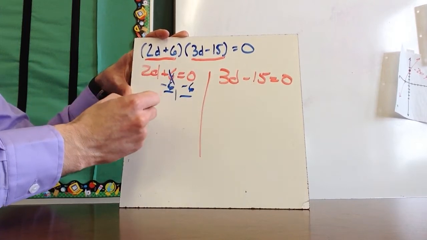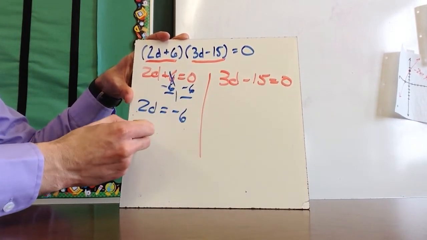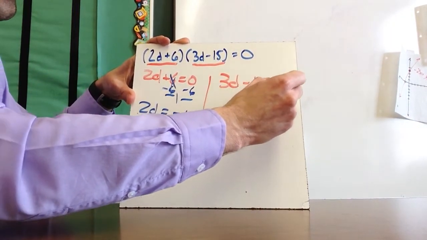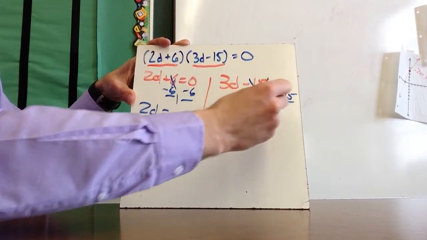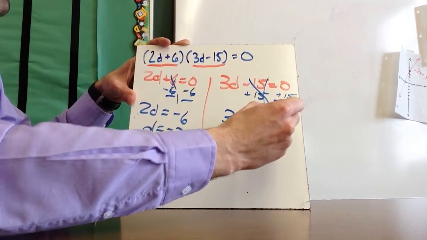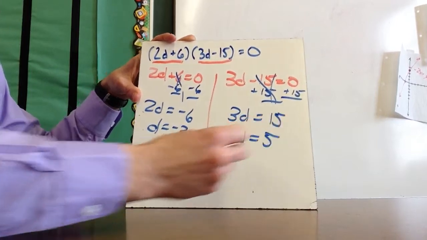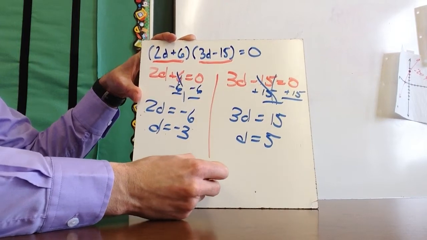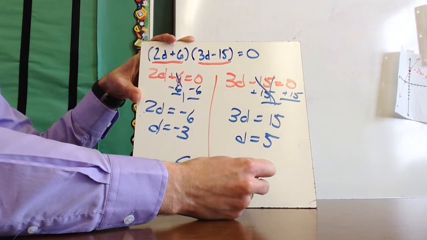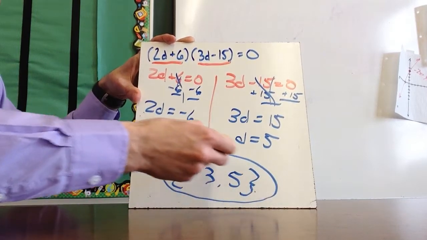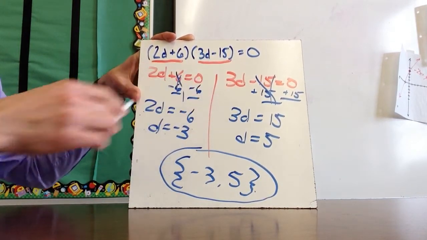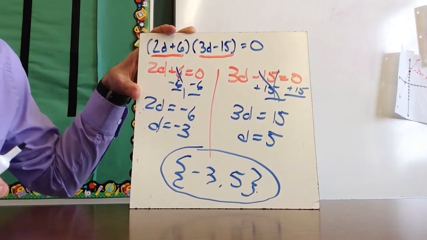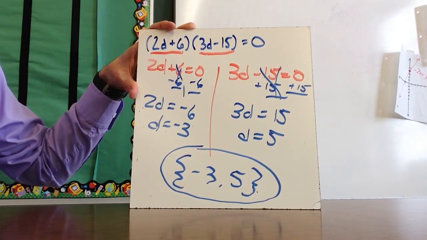That will cancel out. I've got 2d equals negative 6, which means d equals negative 3. And over here I'm going to add 15 to both sides. That will cancel out. I got 3d equals 15, which means after I divide by 3, d equals 5. So my answer, remember this is a fancy parentheses because it's a set of numbers, is negative 3 or 5. And what you'll see is that when you substitute negative 3 in here and negative 3 in there, you'll end up getting 0. And when you substitute 5 in here and 5 in there, you'll end up getting 0. Those are the only two numbers that will make this statement true.